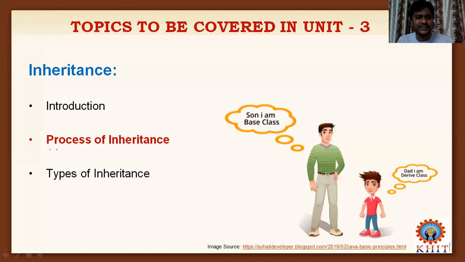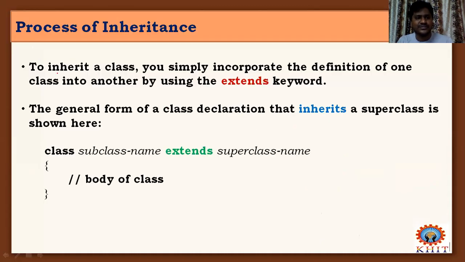Next, coming to the second topic, the process of inheritance. That is the basics of this inheritance concept. How can this inheritance be achieved among the classes? Those classes are extending some properties of existing classes by creating new classes. In this process, to inherit a class in Java, there is a keyword introduced called extends.